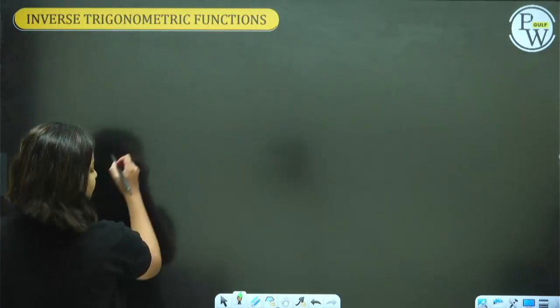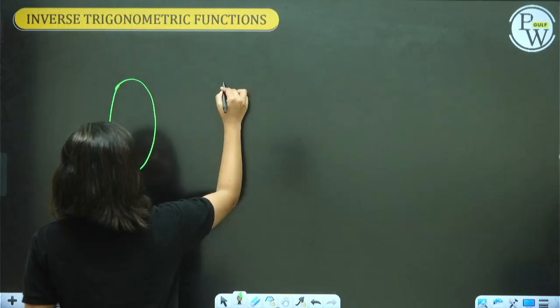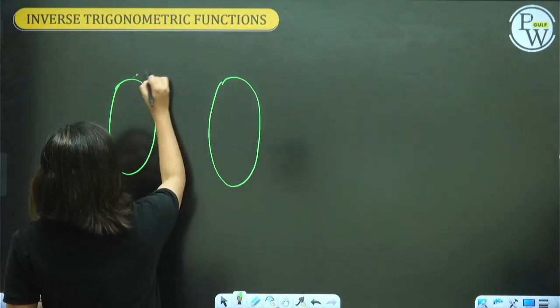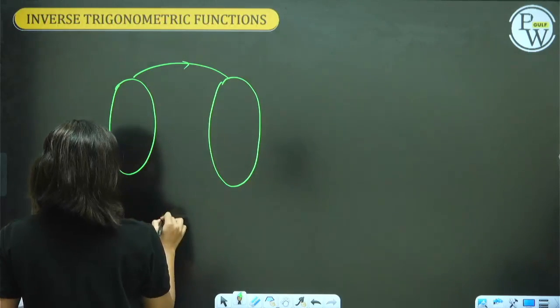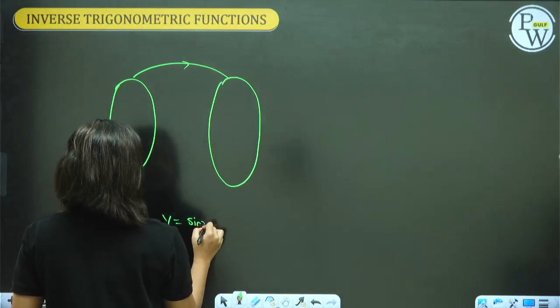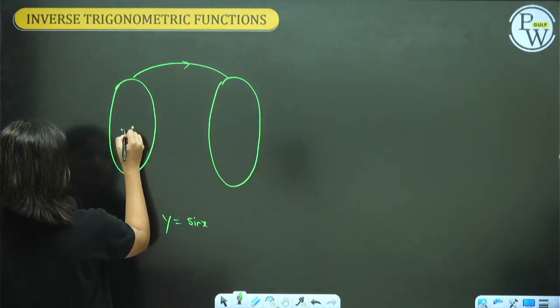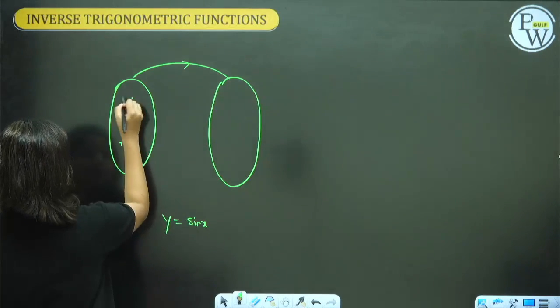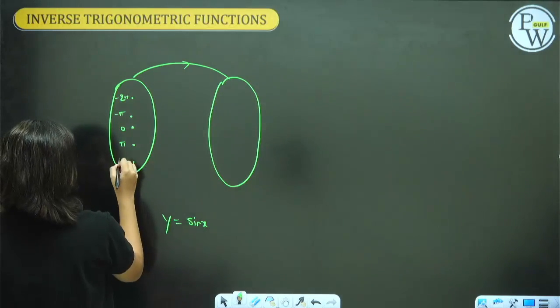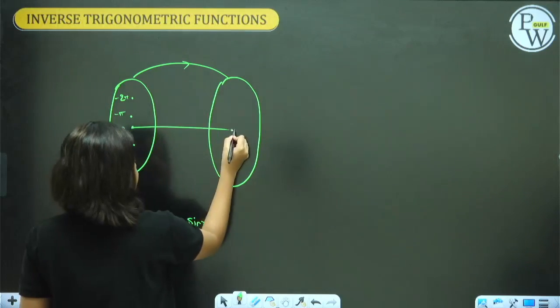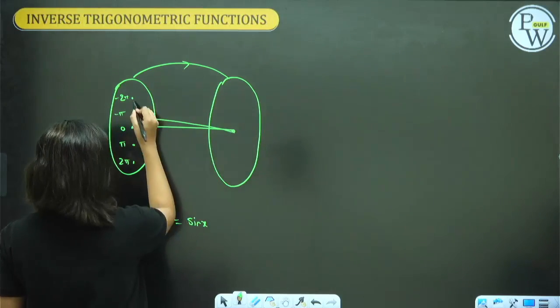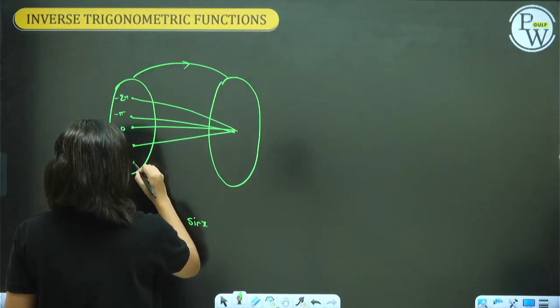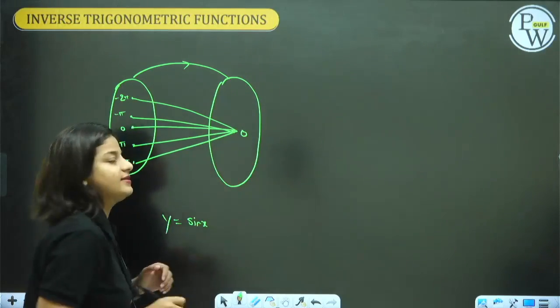So let's take a function sine x. Y is equal to sine x. Some values of sine x like 0, minus pi, plus pi, minus 2 pi, plus 2 pi. What is sine 0? 0. What is sine pi? 0. What is sine 2 pi? 0. All these values are giving me the answer as zeros.